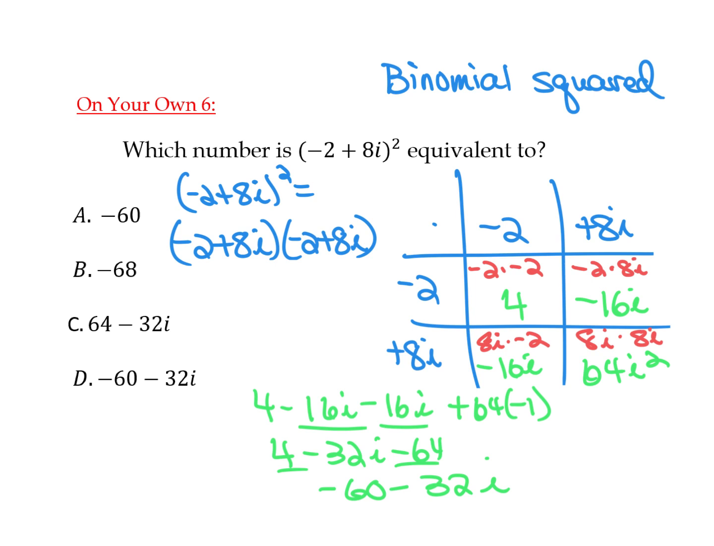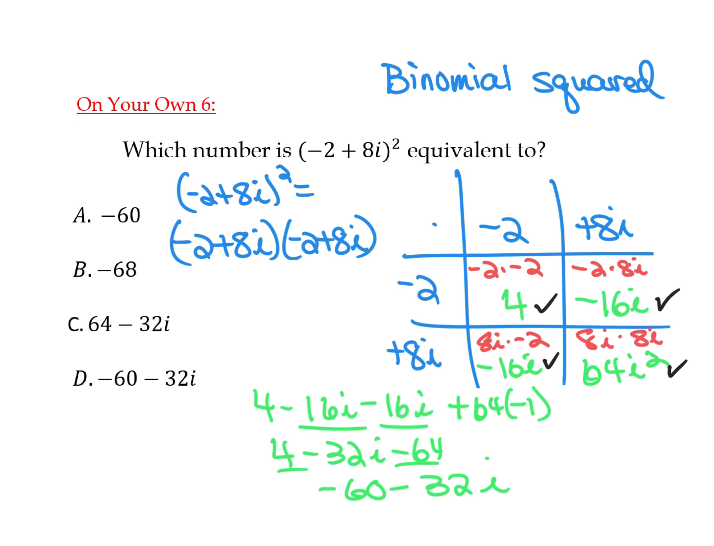All right, on this problem, we have to remember that if we have a binomial squared, that means you're multiplying that binomial times itself. Therefore, negative 2 plus 8i, squared, is the same thing as negative 2 plus 8i times negative 2 plus 8i. Doing the box method, I'm multiplying those together. Negative 2 times negative 2 is 4. Negative 2 times 8i is negative 16i. 8i times negative 2 is negative 16i. And 8i times 8i is 64i squared.